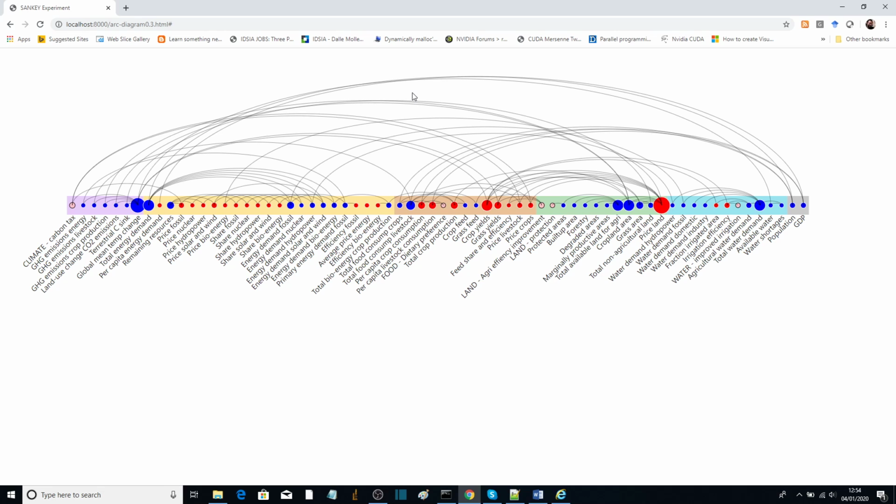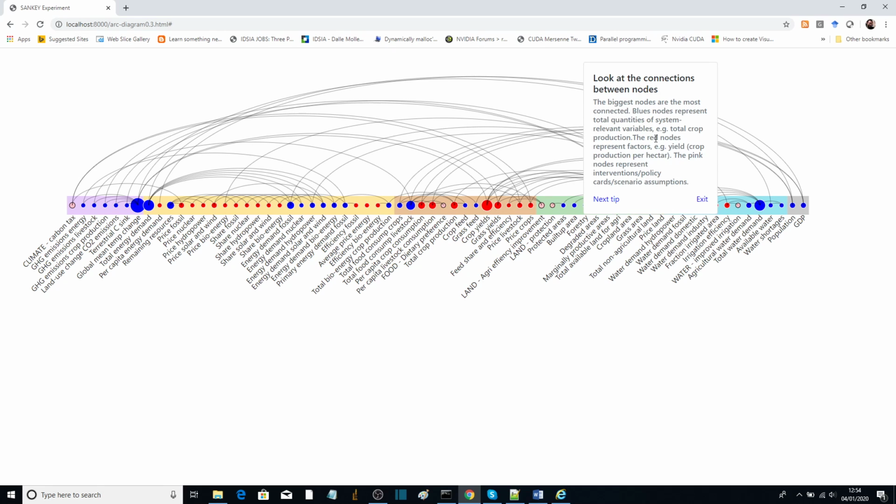It's not very useful. But once you start looking at each node, there are different types of node. If you go into the tutorial, the blue nodes represent the total quantity of system relevant variables. The red nodes are factors, things that influence the blue nodes. And the pink nodes, such as this one, represent the policies and scenarios.